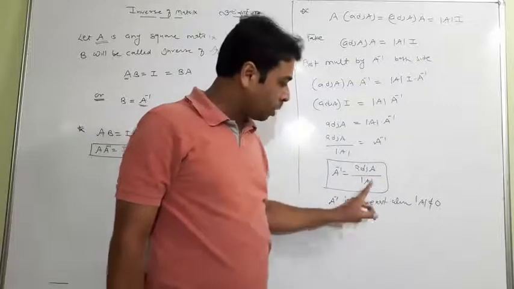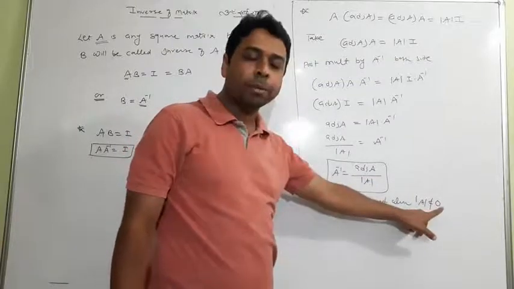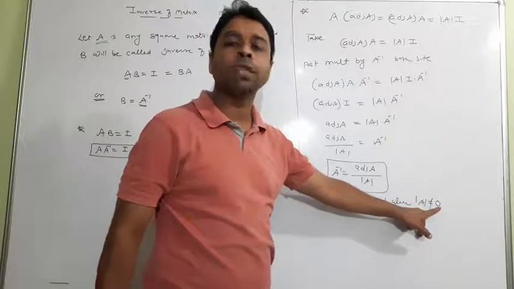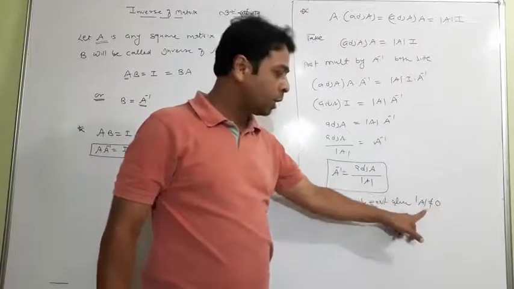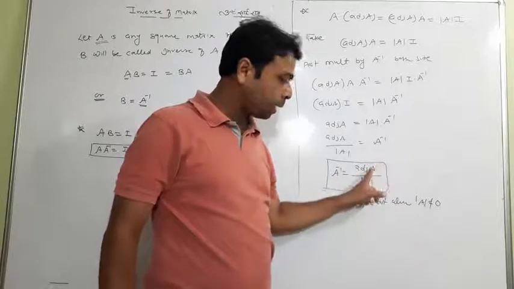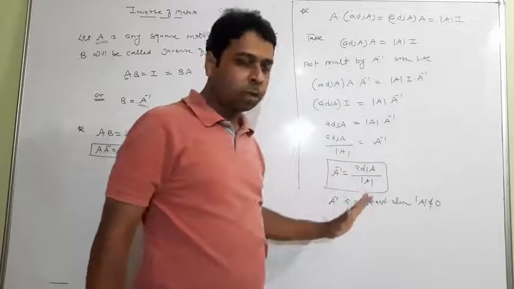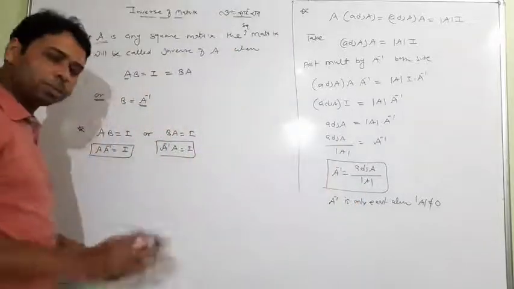Keep in mind, determinant A should not be 0. If it comes 0, your work should stop right there, writing that A inverse does not exist. But if determinant is not equal to 0, you have to find the adjoint A and write it in this way, and it will be your A inverse. So this is a simple concept of A inverse.